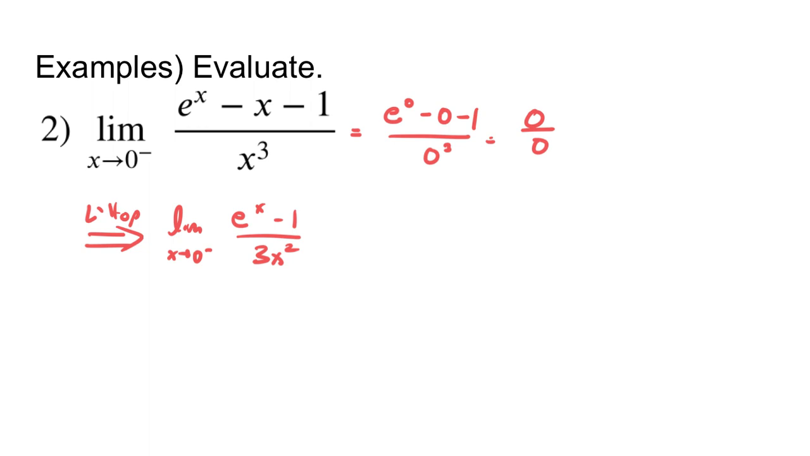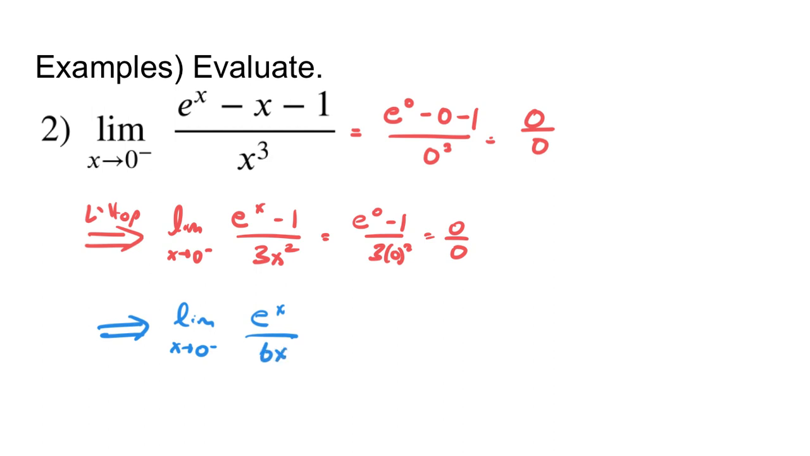But wait just a second. When I plug in 0 in this instance, I get 0 over 0 again. Oh no, what do I do? No worries, you can apply L'Hopital's rule again. So we'll look at the limit as x approaches 0 from the left-hand side, take the derivative of the top, over 6x. I get 1 over 0.